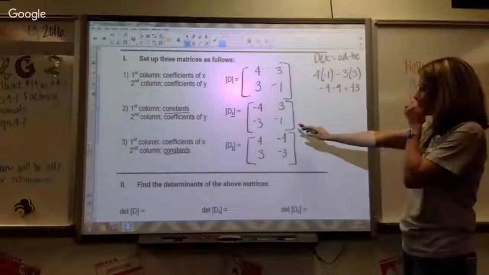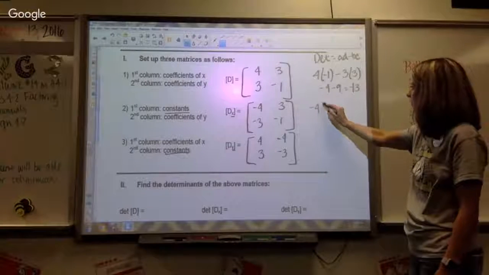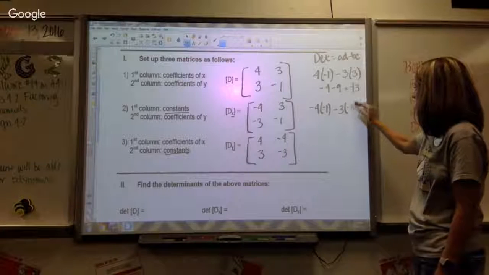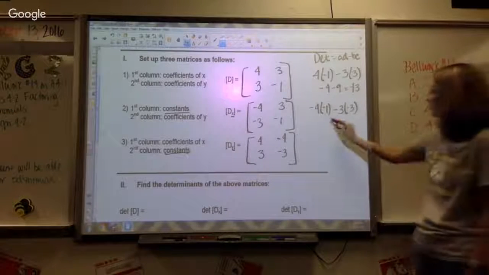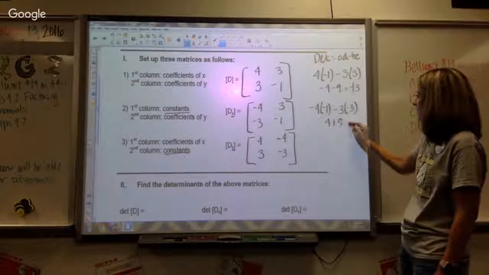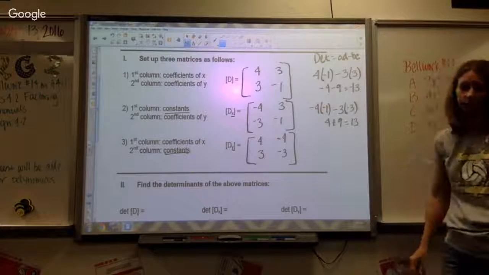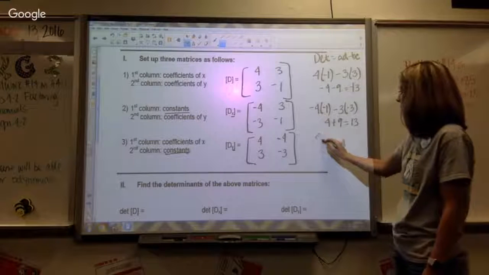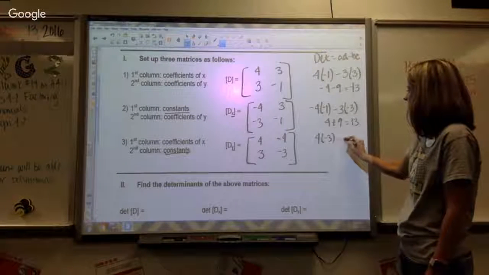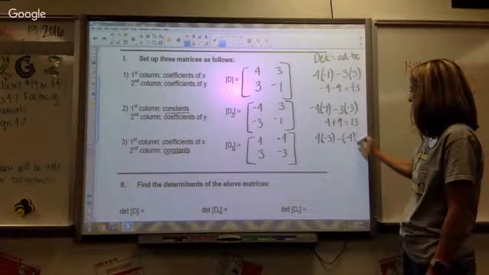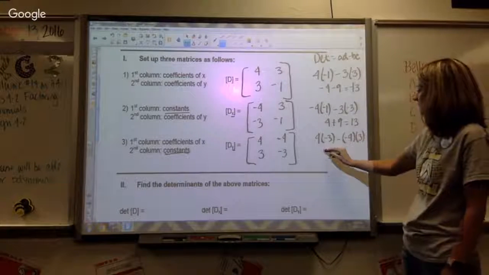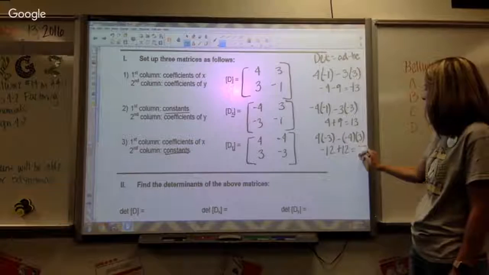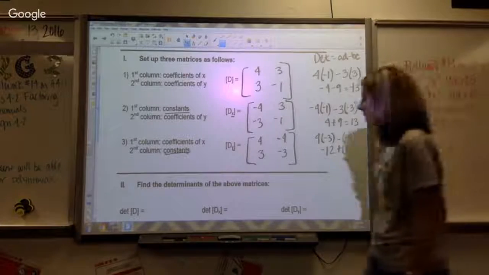Okay, so then finding the determinant of the second one, negative 4 times a negative 1 minus 3 times a negative 3. So that would be 4 plus 9, which would give you positive 13. And then this last one, that would be 4 times a negative 3 minus a negative 4 times 3. So negative 12 would end up being plus 12, which would equal 0.